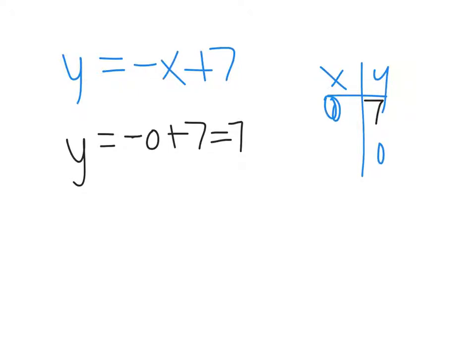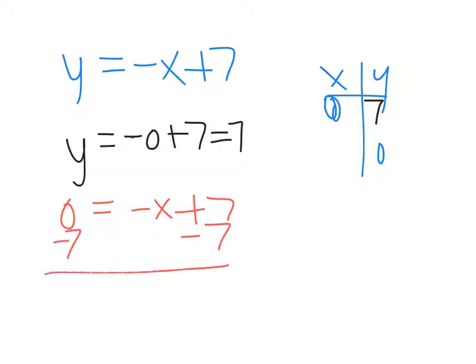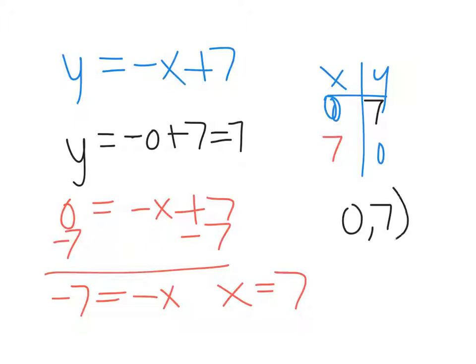When y is 0, it's a little bit more complicated, but not that much. I'm going to have to substitute 0 for y, so 0 is equal to negative x plus 7. Subtract 7 from both sides. I end up with negative 7 is equal to negative x. Multiply both sides by negative 1. X is equal to 7. So my points are going to be, first one's 0, 7. Second point is going to be 7, 0.